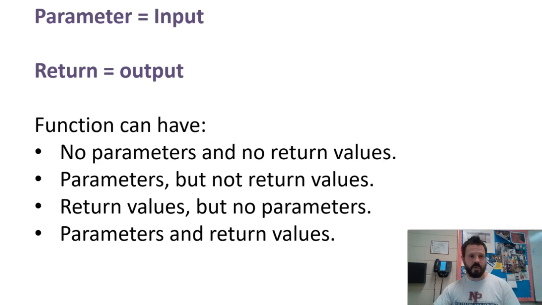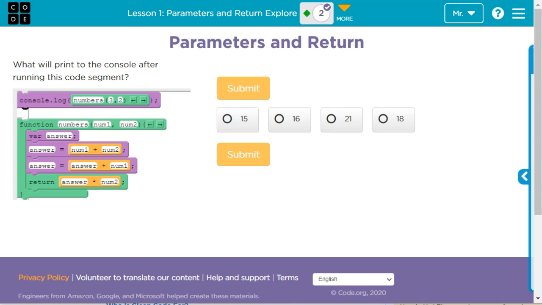Let's jump over to code.org and see this stuff in action. So first thing we'll take a look at is the lesson 1, the parameters and return explorer. Now really there's nothing in this lesson besides a quick question, and we can run through that together. It asks what will print to the console after running the code segment. So we have our function numbers that takes in two parameters, num1 and num2. And I'm calling it with the values of 3 and 2 for my arguments that I'm passing in.